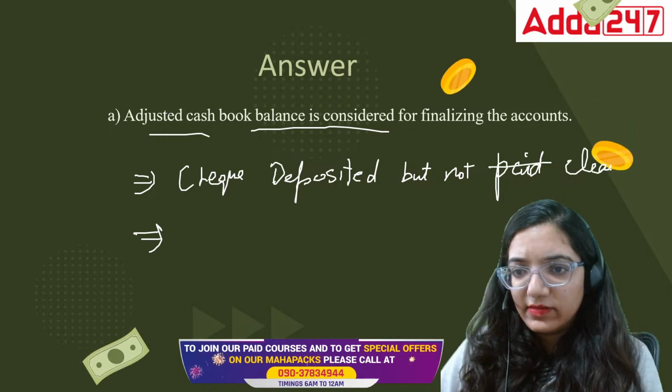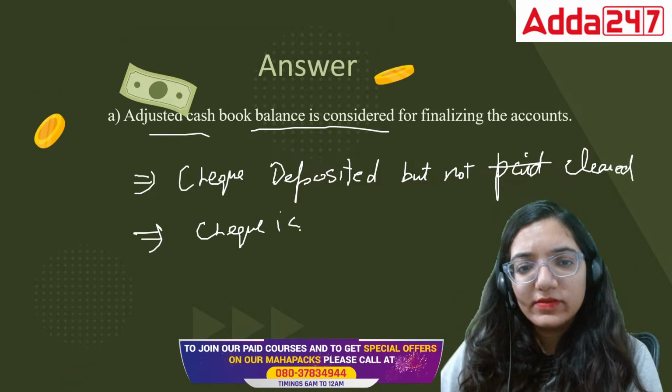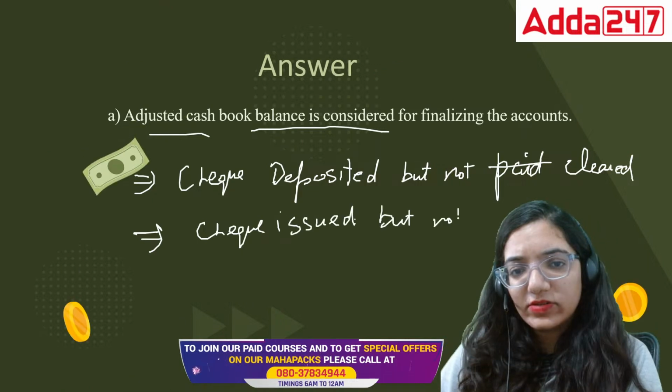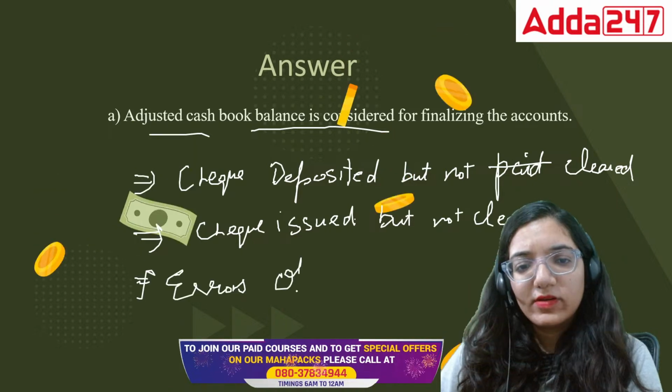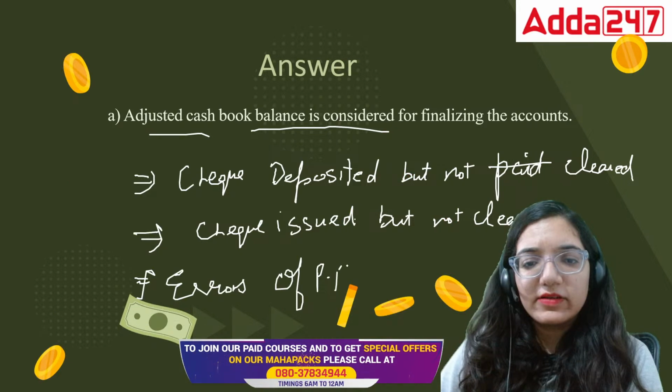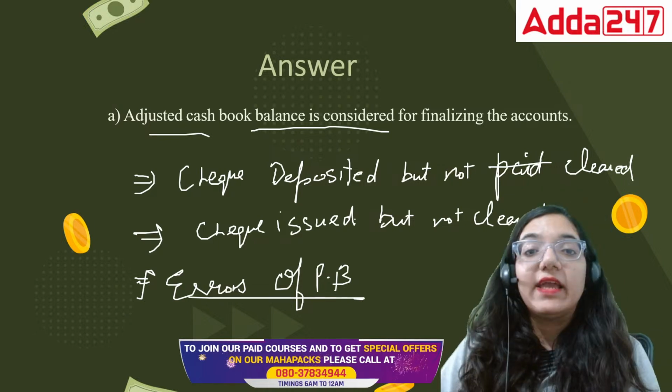Then cheques issued but not cleared, and errors of the passbook. We know about all the other errors, but we do not know about these three only. Rest everything is known to us. So we will not cover any of this in the adjusted cash book area.